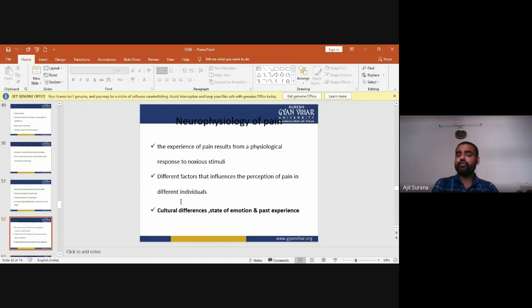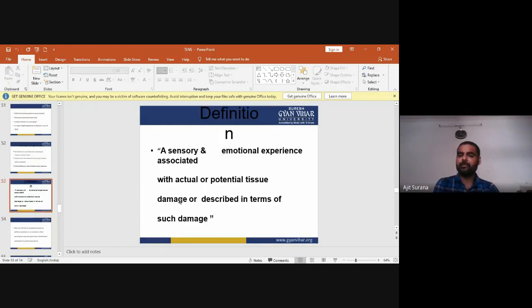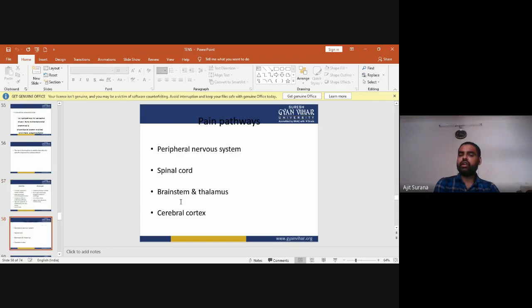Now, neurophysiology of pain. The experience of pain results from a physiological response to noxious stimulation. Different factors influence the perception of pain in different individuals, like cultural differences, state of emotions, and past experience. So, this is all about the TENS.